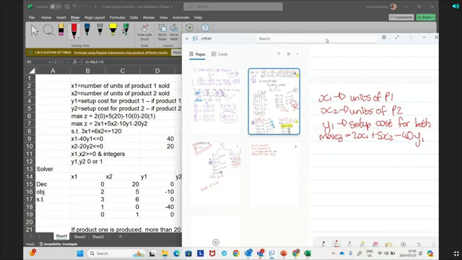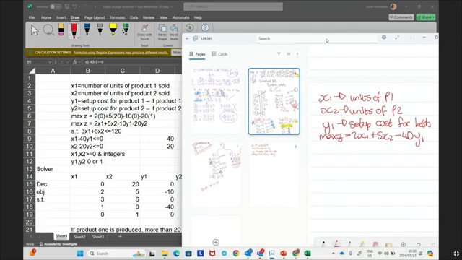But if it's $40 for both of them, then it's only going to be one Y that's going to take care of both of them. So whether it's product 1 that you make or product 2 or both, just going to have one setup cost. All right. Yes, it's always the wording.